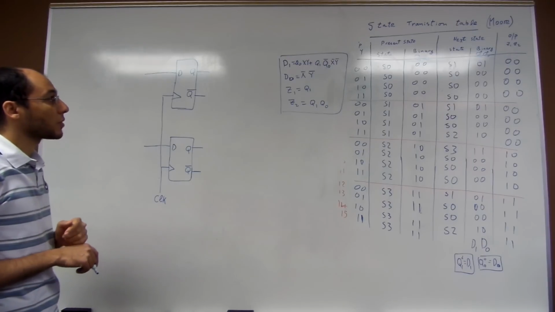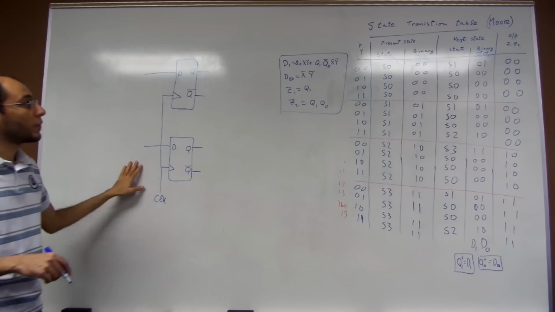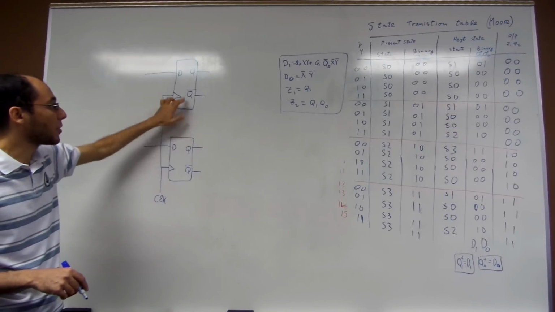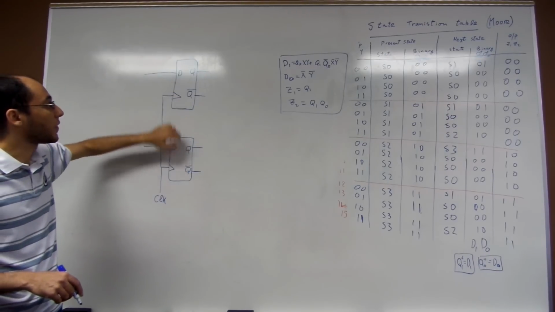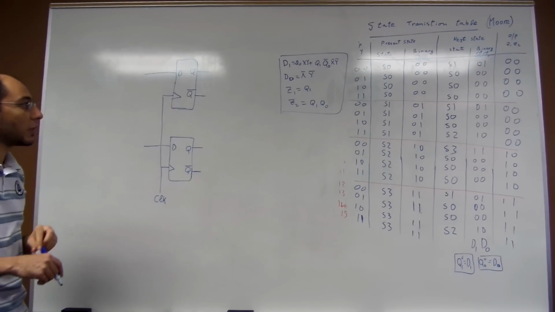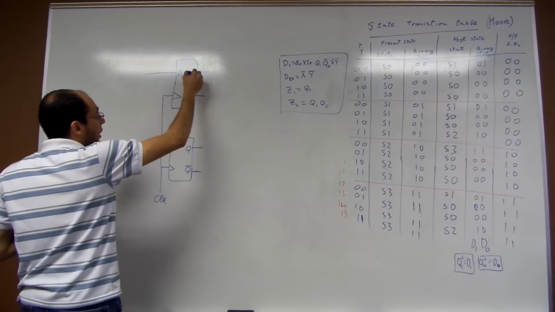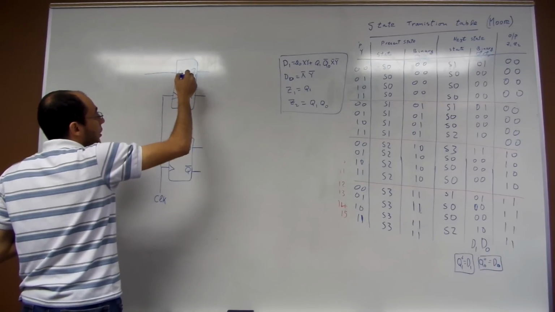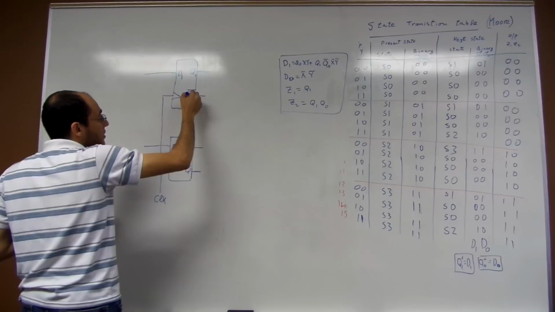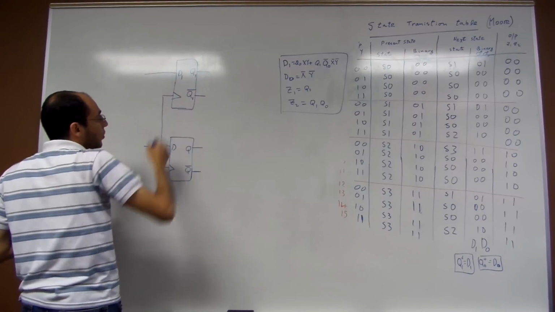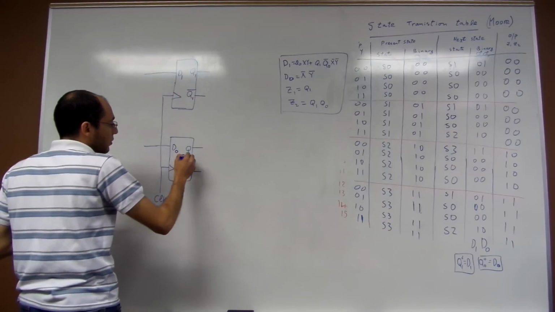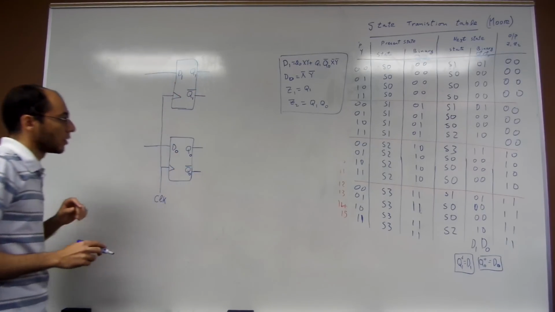So how do we draw the circuit? We first draw the number of flip-flops. How many flip-flops do we have? We have 2 flip-flops. So we draw 2 flip-flops. One of them I'm going to call Q1, and this is D1, Q1, and Q1 bar. D0, Q0, and Q0 bar.